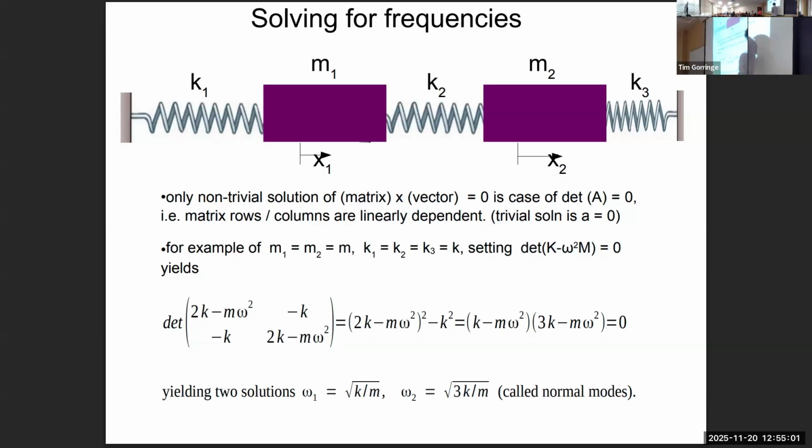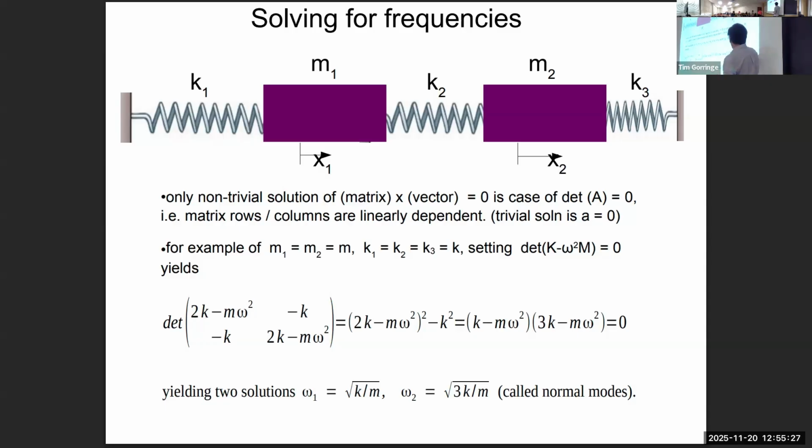So for the purpose of solving it, just to keep the algebra down, let's imagine the special case where the masses are the same and the spring constants are the same. So I've just got a mass M and a spring constant K. Let's fill that into the determinant of that matrix.